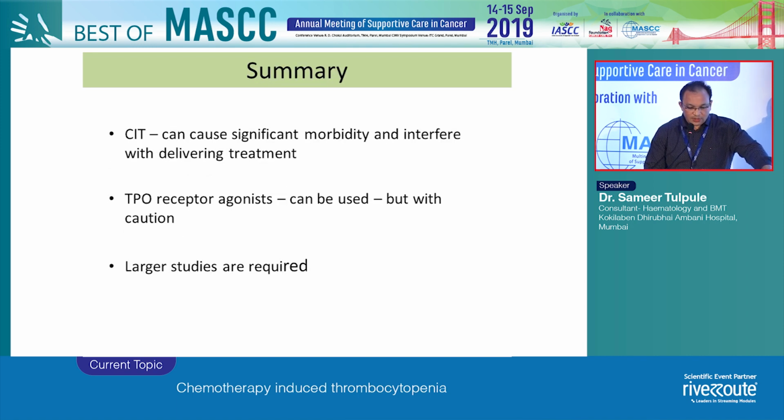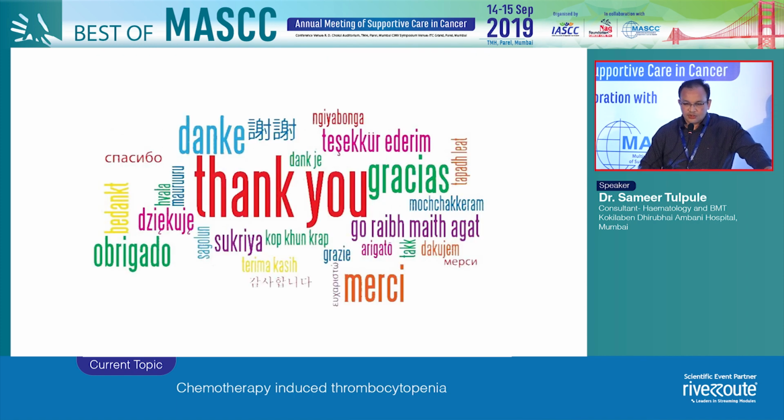So I'm going to summarize by saying CIT can cause significant morbidity and interfere with delivering the therapy. This causes a lot of anxiety in the patient. The TPO receptor agonists can be used, but with caution. There are no formal guidelines, but I think the Italian group is due to present about 280 patients who've had chemotherapy and used TPO agonists. Similarly, there's a big US trial looking at using romiplostim in chemotherapy, and clearly larger studies are needed here. So with that, I will conclude my talk. Thank you.